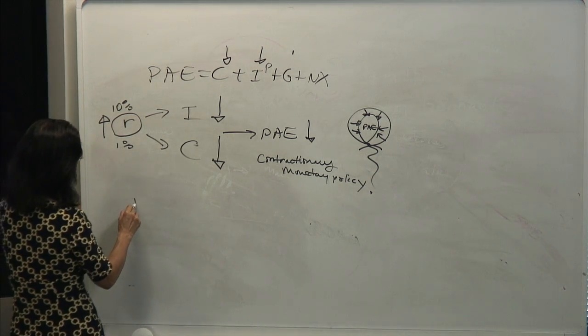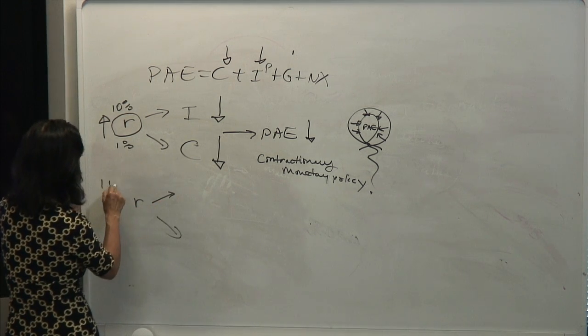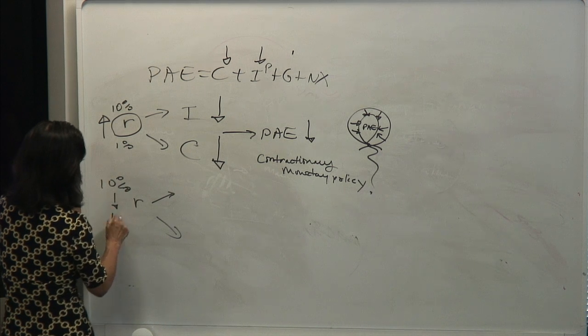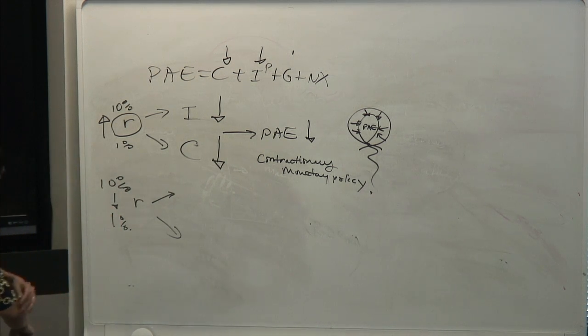The other way would be if the interest rate drops from 10% to 1%. So on the third day, you go back to the bank and you see the interest rate has dropped to 1%. And you say, what happened? It was just yesterday, it was 10%.